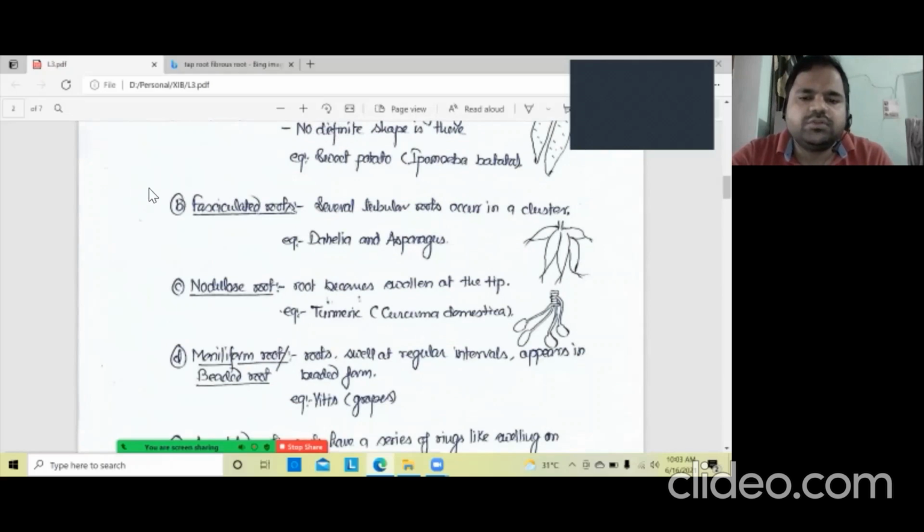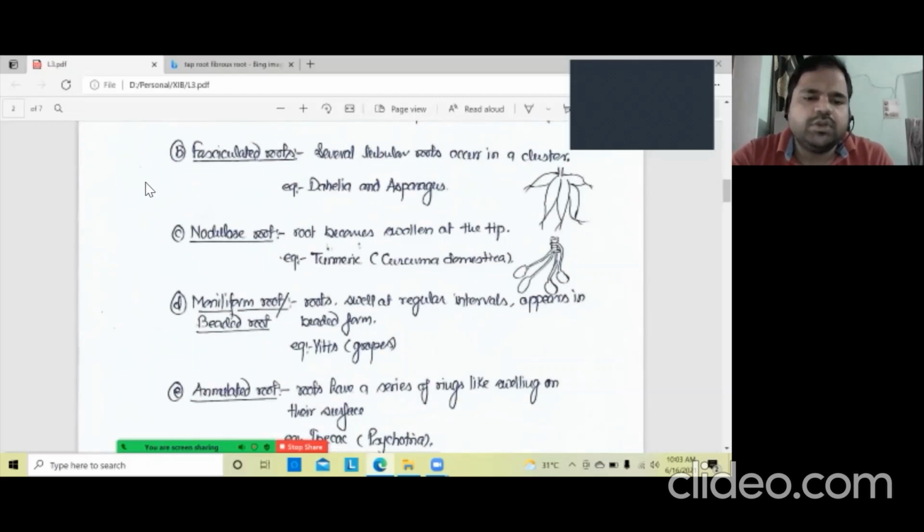Now the nodulous root. We can see here the structure of the nodulous root. The root becomes swollen at the tip. We can see the swelling has taken place at the tip of the root. And the example is turmeric.